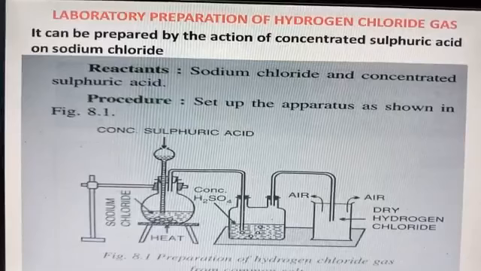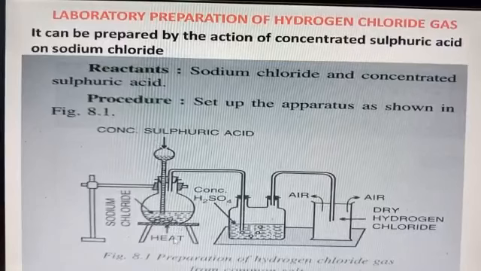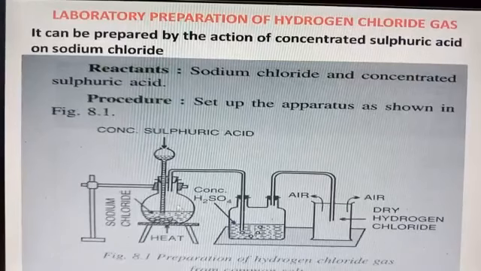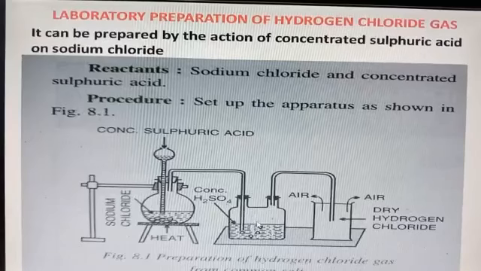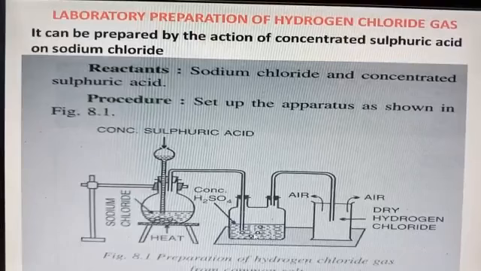So how do we prepare hydrogen chloride gas? By passing concentrated sulfuric acid on sodium chloride, and by heating the mixture we get hydrogen chloride gas. Then this hydrogen chloride gas which is formed passes through this delivery tube to this flask. And what is this flask called? This flask is a washer bottle. And in this washer bottle also what we have kept? In this washer bottle also we have kept concentrated sulfuric acid.